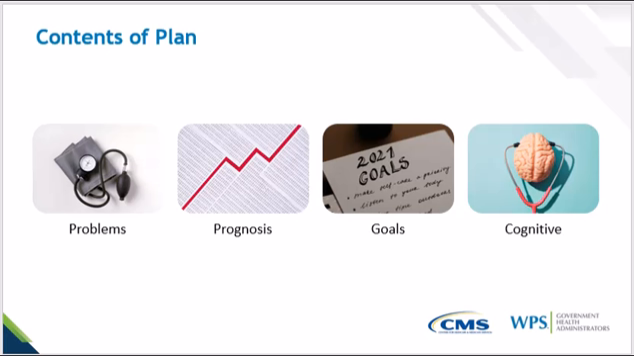The next is expected outcome and prognosis. This is your evaluation of the problems and what you expect to happen in the future. You need measurable treatment goals. This could be the patient's weight, could be the patient's blood pressure or blood sugar. It could include a measurable range of motion.